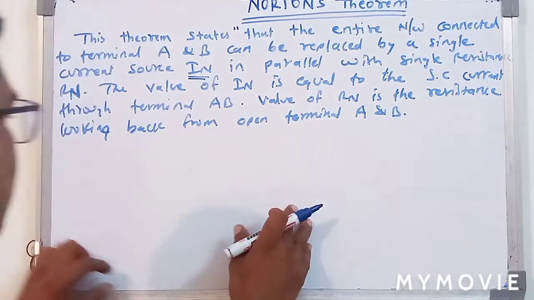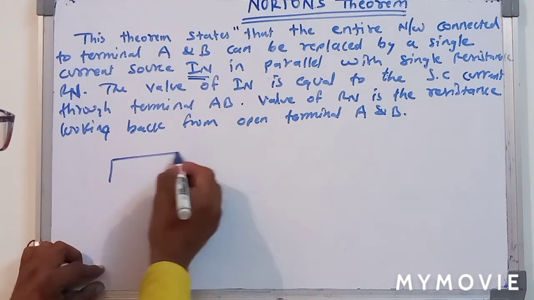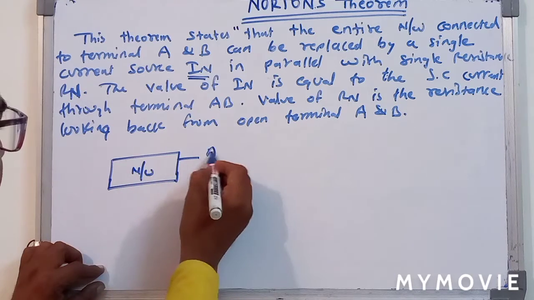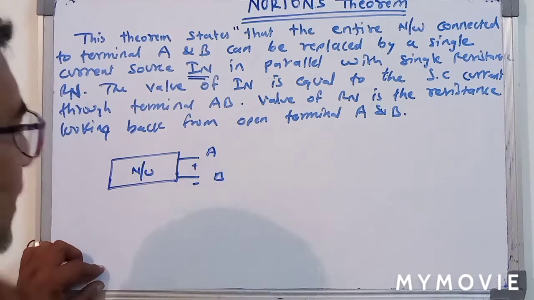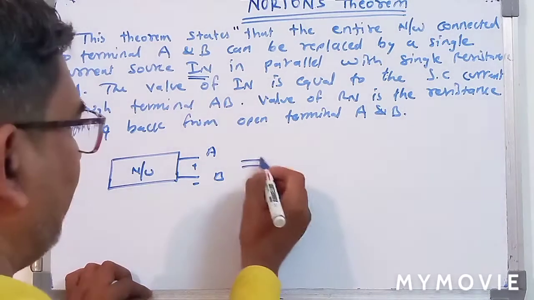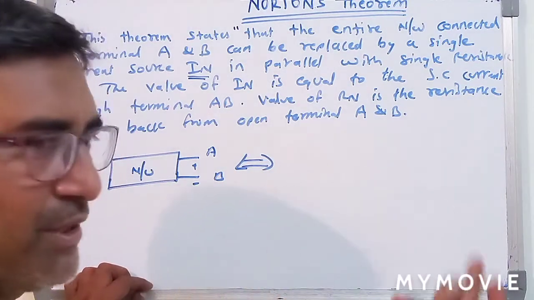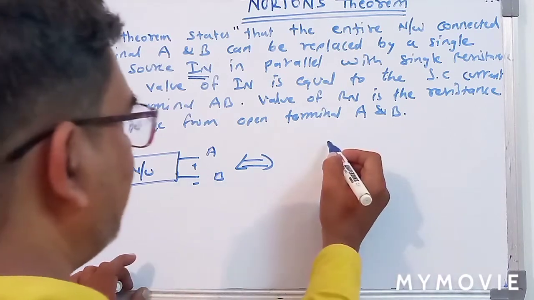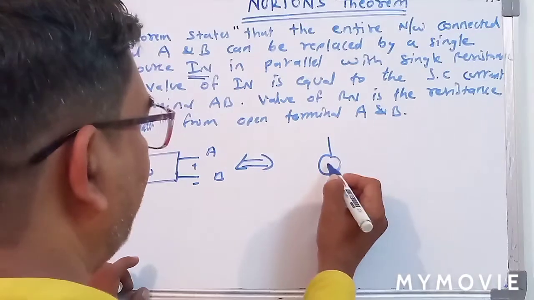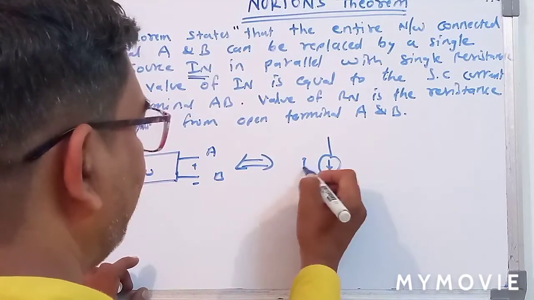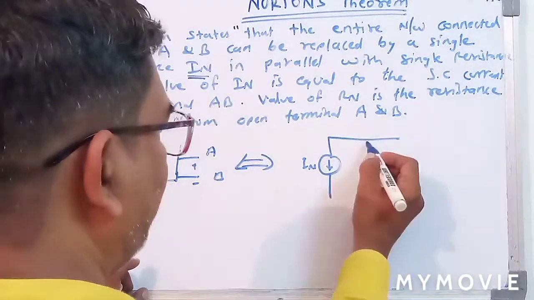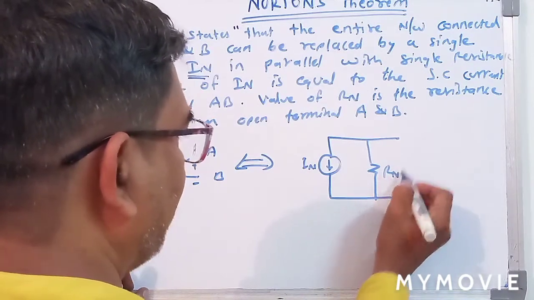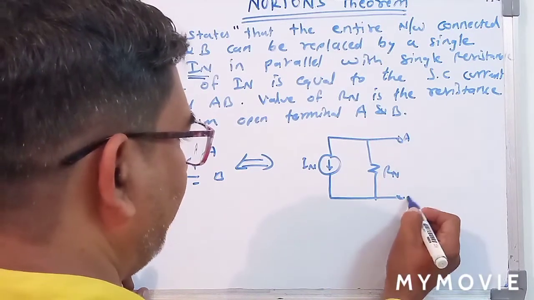Okay, now consider this one network. Suppose it is a network with terminals A and B, with a positive and negative value. The equivalent circuit is what you will obtain. Previously we found the VTH and RTH, but now in Norton's we are going to find the current value, that is IN, and here it is always connected in parallel with RN, across A and B.